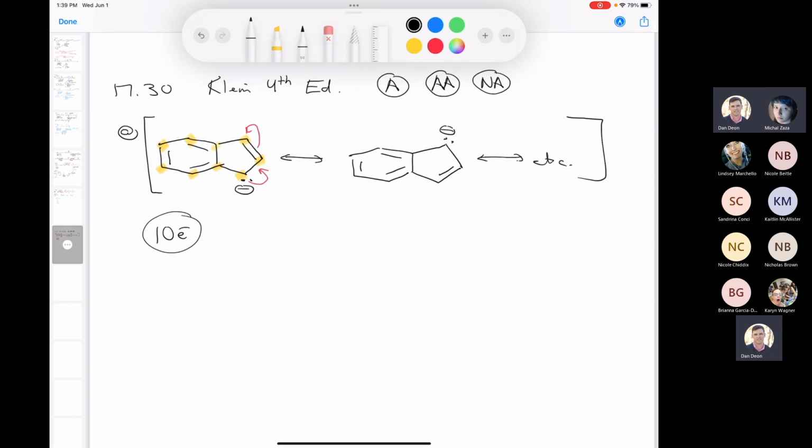Is that a Huckel number? Can anybody tell me, is 10 electrons a Huckel number? I'm sure somebody's got it memorized by now. Yes, absolutely. You're all 100% correct. So it's 4n plus 2 when n is equal to 2. You take 4 times 2 plus 2, and that gives you 10. And therefore, this is aromatic.